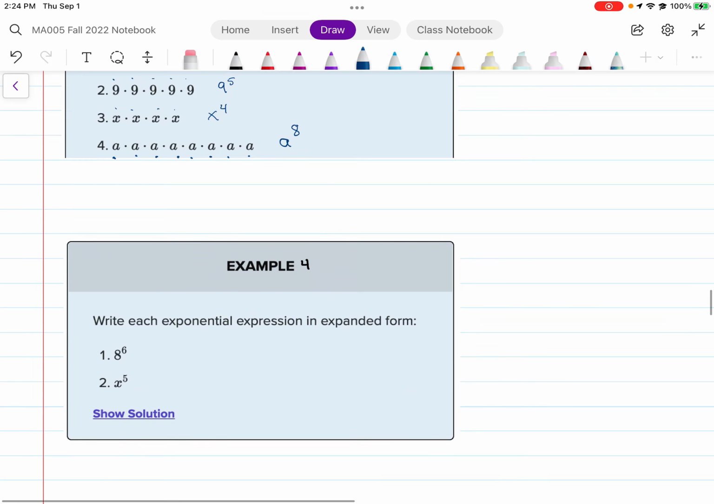All right, so we're going to go the other direction with this. Write each of these in expanded form. So pause the video and give it a try. Okay, so this first one is going to be 8, 6 times. 1, 2, 3, 4, 5, 6. A very big number. You would, on your calculator, have to do that 8 times, but there's a faster way to do it on your calculator. X to the 5th is x times x times x times x times x, multiplied 5 times.